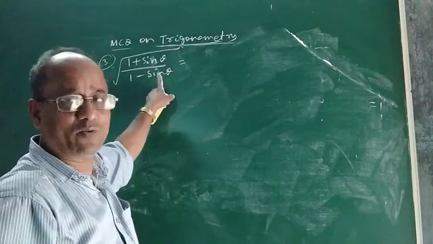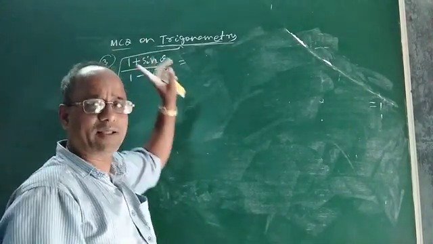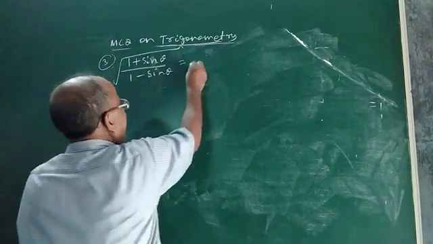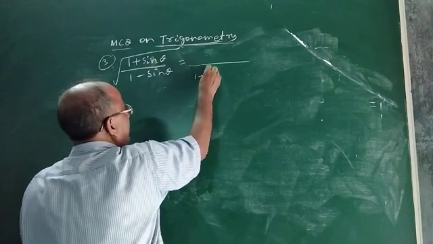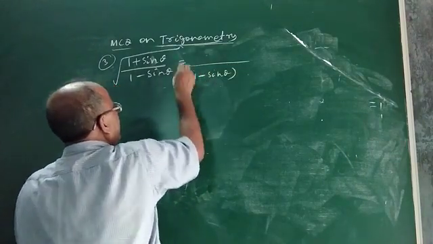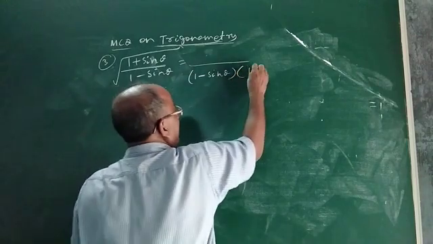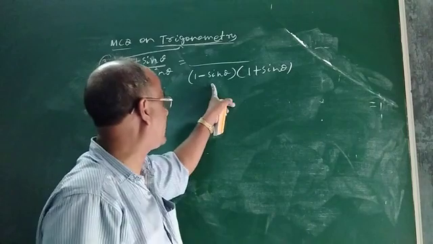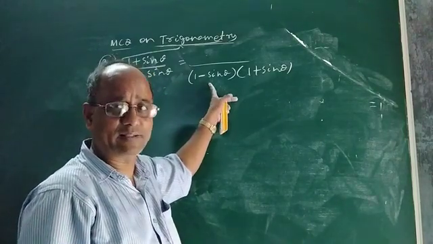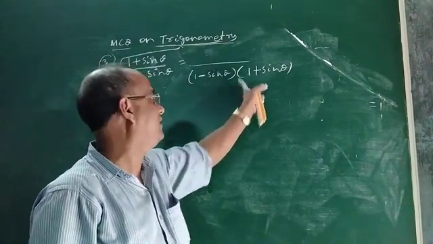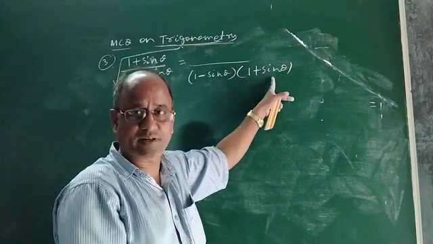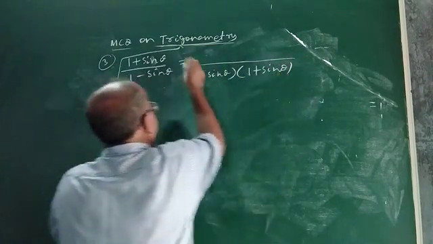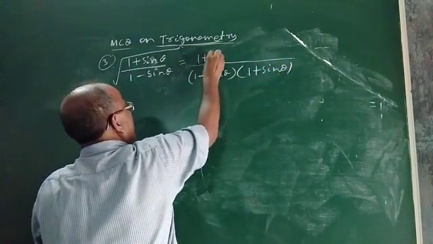So if you multiply 1 plus sin theta to the denominator, you have to multiply the same binomial 1 plus sin theta to the numerator also. That means you multiply 1 plus sin theta to both numerator and denominator. Why do we multiply 1 plus sin theta? Because look at the denominator, it is 1 minus sin theta, so we multiply its opposite, 1 plus sin theta. And multiply 1 plus sin theta to the numerator also.